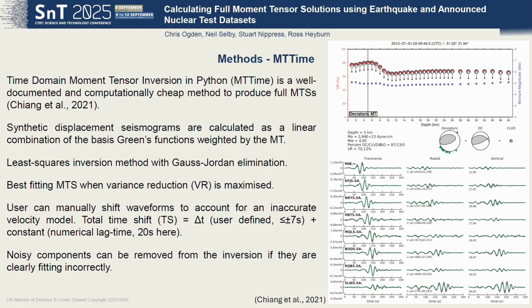The method of choice for the beginning is the MT time method. That's a well-documented, well-written code that's publicly available. It's quite easy to get working and intuitive in how it works. Importantly, it has time shifts, which are effectively corrections that you make to the waveforms, pushing them forward or backward in time to correct for errors in your velocity model in the region. These time shifts are of the order of a few seconds, but if your velocity model is particularly inaccurate, it might move up to 5, 6, 7 seconds.